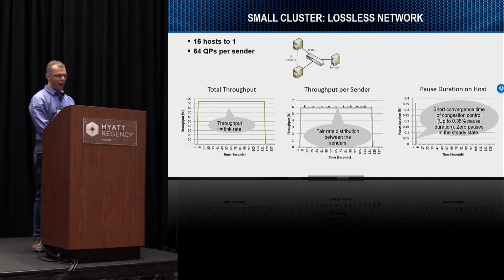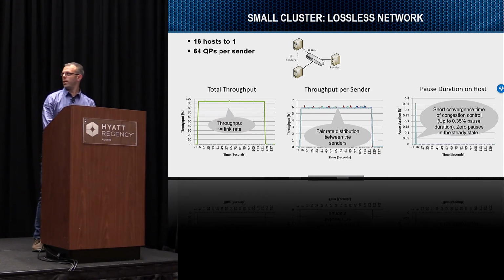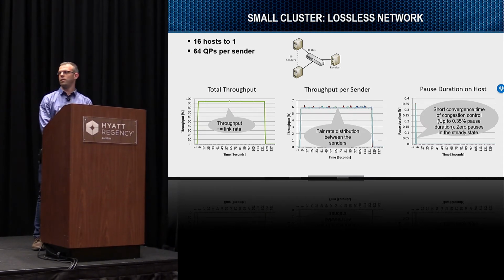So we see the results on the graphs below. The left graph shows the total throughput that arrives toward the receiver. And of course, it's not surprising, since this is a lossless network, we can see throughput that is almost equal to the link rate. The graph in the middle shows throughput per sender. There are actually 16 graphs that overlap one over the other in this figure, and this indicates that there is a fair distribution and stable rate between all the senders in this test.